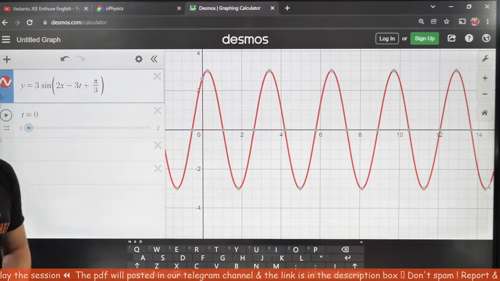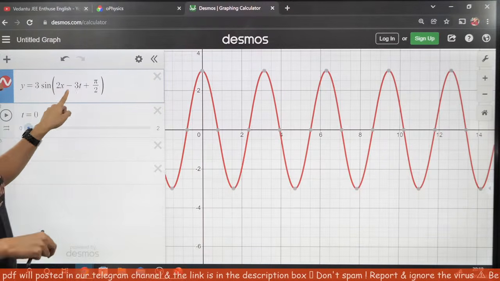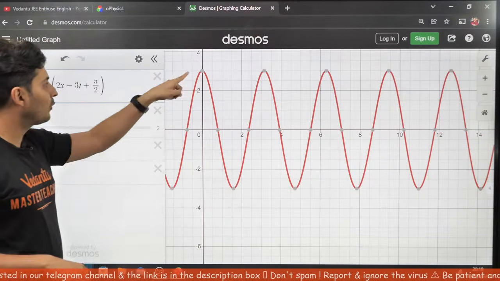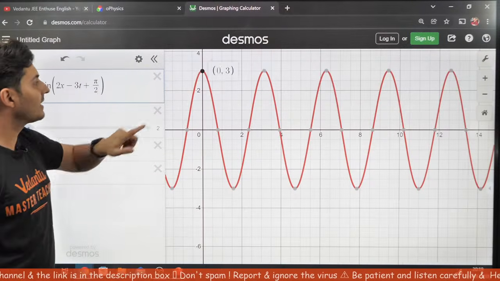Let's make this something else. Maybe pi by 2. Interesting. X is 0, t is 0. So sine of 90 is 1. So you can see the y value is basically 3.